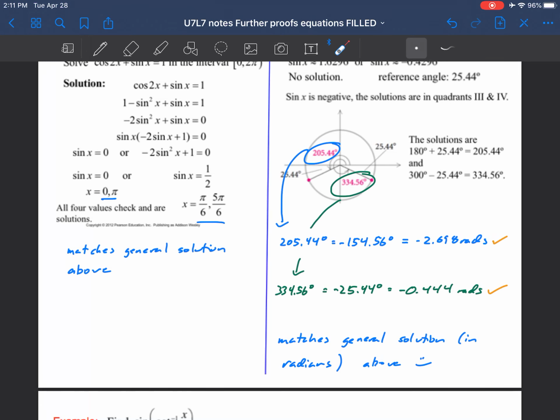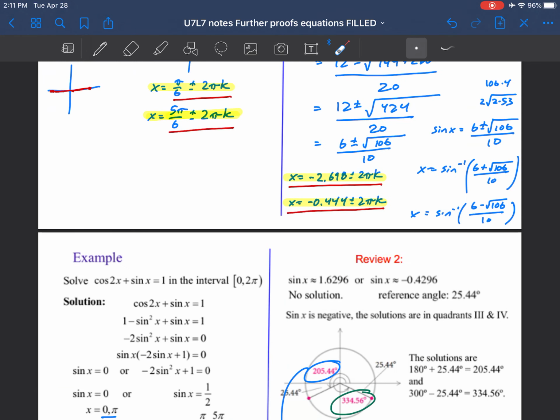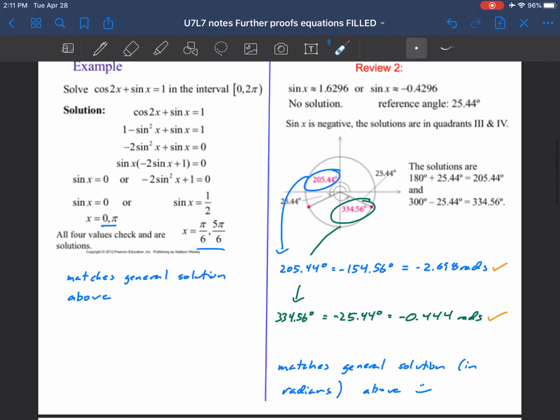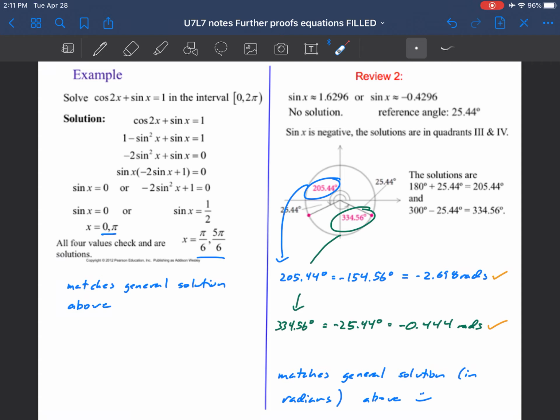So to get this answer, which the calculator will give if you do sine inverse, I took 334.56. I wrote it as negative 25.44. It's the same thing, right? Because if we go over 334.56, it's the same as negative 25. And then convert that answer to radians. So this is what the calculator is going to give you. And then you just kind of have to know there's another answer. The other place where this can happen is over here.